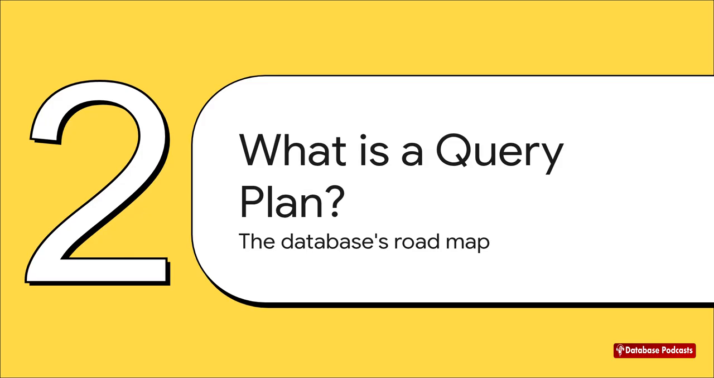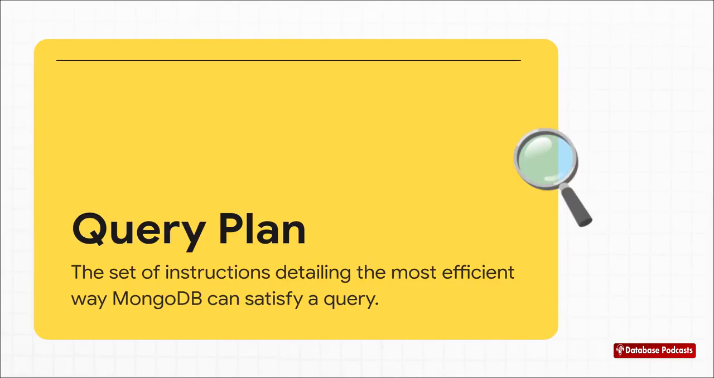So that strategy has a name, and it's called a query plan. You can literally think of it as the database's own personal GPS or roadmap. Before it even starts driving, it figures out the absolute best route to take to get to the data you requested. So to put a finer point on it, a query plan is just the set of instructions MongoDB gives itself to fulfill your request.